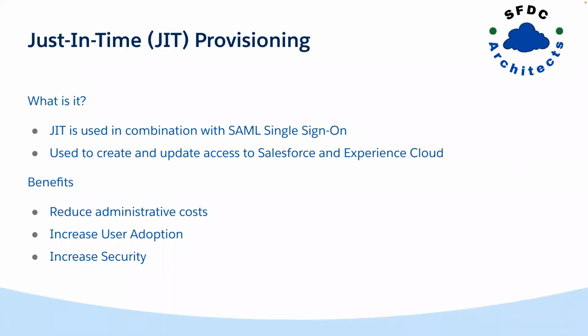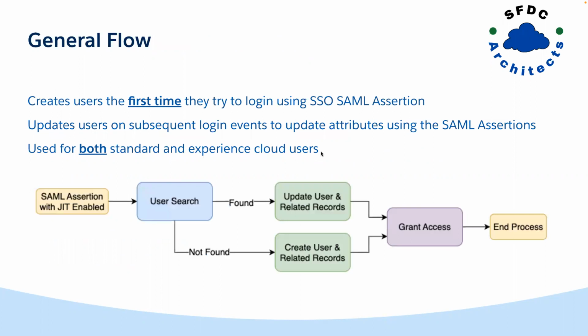The benefits are pretty clear. It's going to reduce admin costs because you don't have to create users in multiple places. You'll increase user adoption, and you also increase security because you can apply your security settings across the board. And again, just-in-time provisioning only works with SAML. And we're going to look at it in detail today. So first, the general flow.